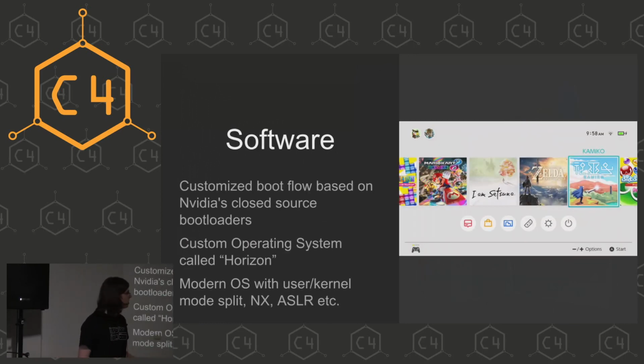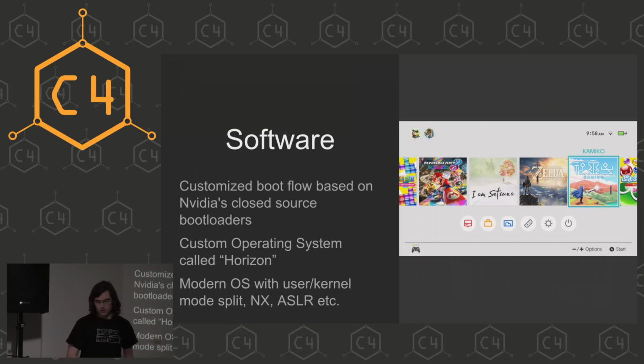A bit about the software. The software is completely custom. Nintendo did not use any kind of off-the-shelf operating system for this. The operating system is called Horizon, and it's actually quite modern. It has all the fancy security features that you can imagine. It has a user and kernel mode split, and an X bit so that you can't execute stuff on the stack, for example, in a stack buffer overflow. It now has ASLR. With the newest version, it even has ASLR in the kernel. So it has actually quite a lot of security features.